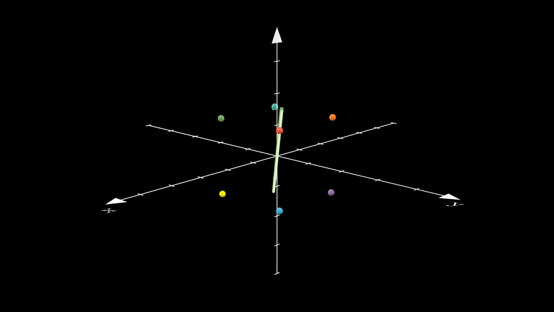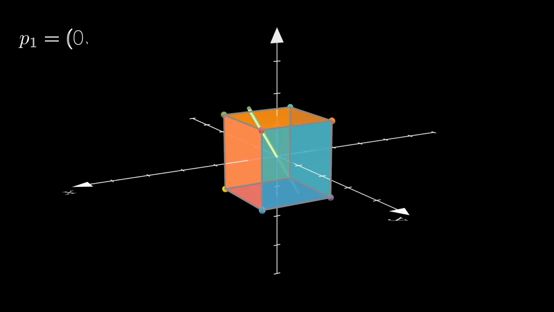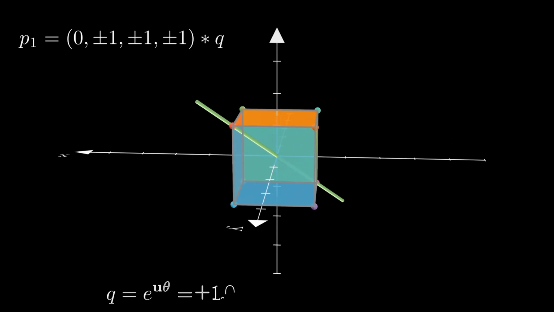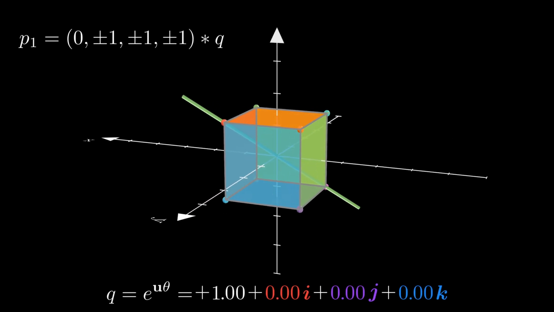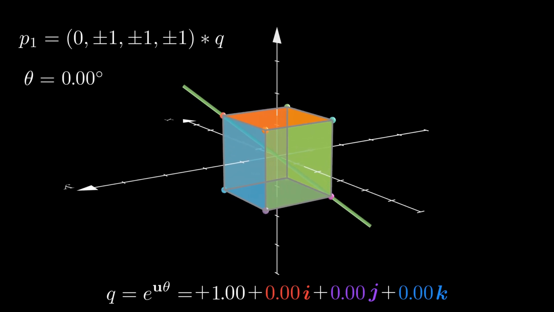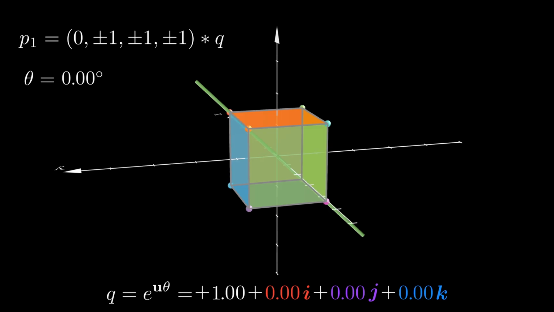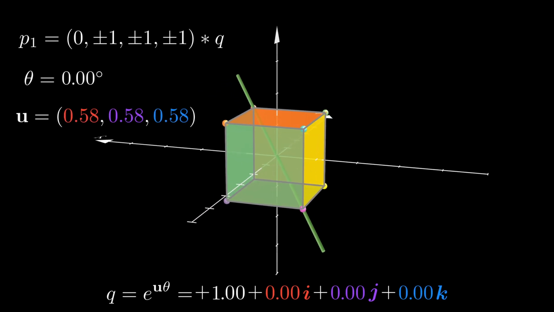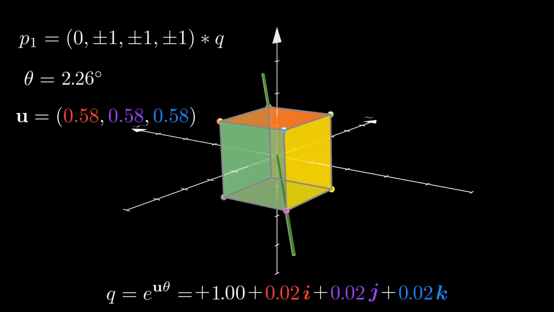Let's move back up to 3D. Here is a cube around the origin, multiplied by q, my rotation quaternion, and u drawn in as a green line. Here, u is expressed in terms of its i, j, and k components as a 3 vector. See what happens now when I increase the angle theta.